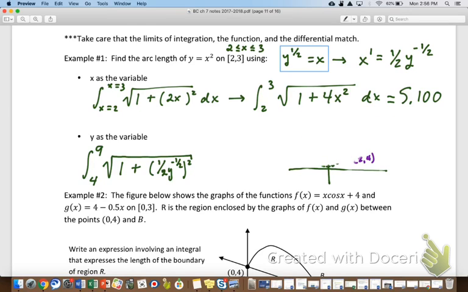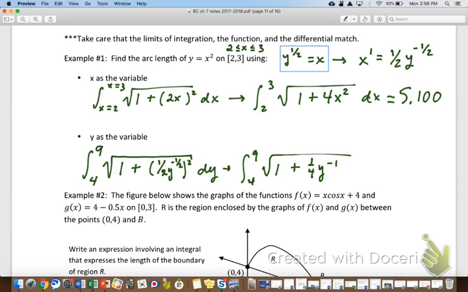Let's see here. How does this turn out? This is a little more interesting looking. So this would be the integral from 4 to 9 of the square root of 1 plus 1/4 y to the negative 1, right? dy. So that's not going to turn out the way I was hoping. I thought we could do this without the use of a calculator. But has anybody done it and got the same thing? Yep. Okay. So approximately 5.100 for the length of that parabola.